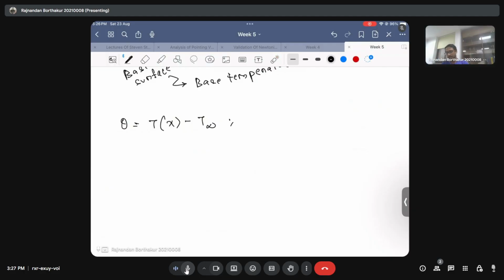That's it. Now given this information, you saw that just applying an energy balance, the ODE that governs how this theta varies with x is d2 theta by dx2 minus m square theta is equal to 0. Okay, this is very simple. Just apply energy balance, and you will end up getting this expression for theta. I hope this is clear up to this point.